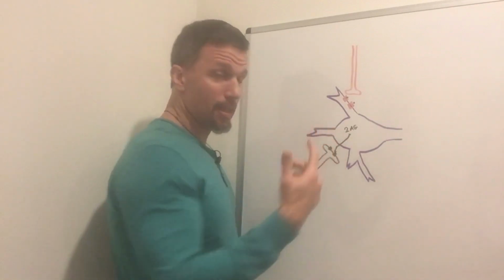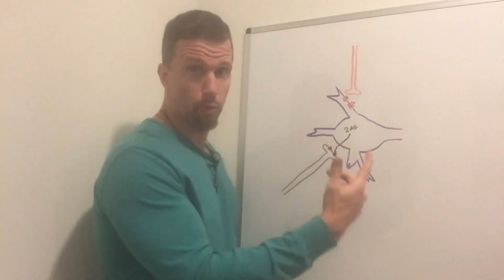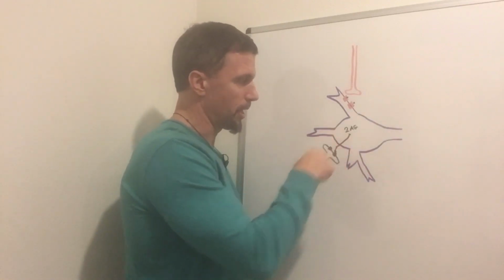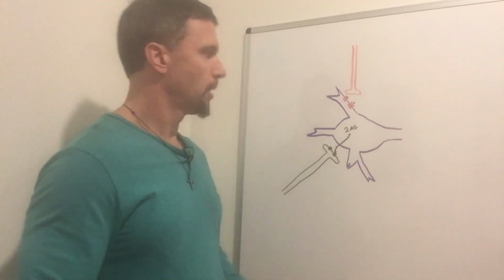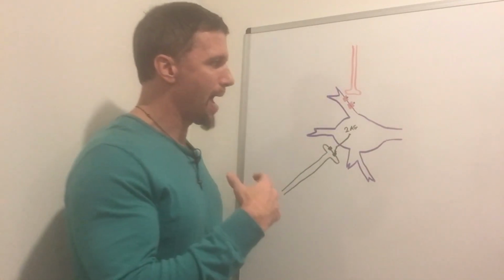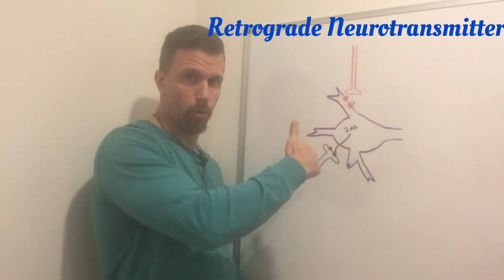So since it's a fatty acid, it's made from the phospholipids in the cell membrane, the neuronal cell membrane. So it'll take off a little bit of the fatty acid tail. It'll create 2-AG, and it'll act as a retrograde neurotransmitter, which means it's going backwards.